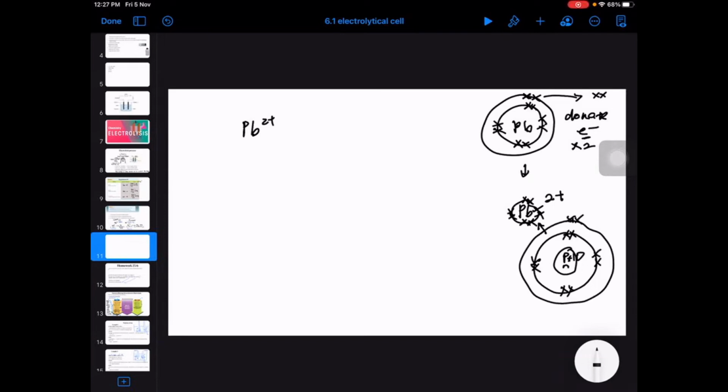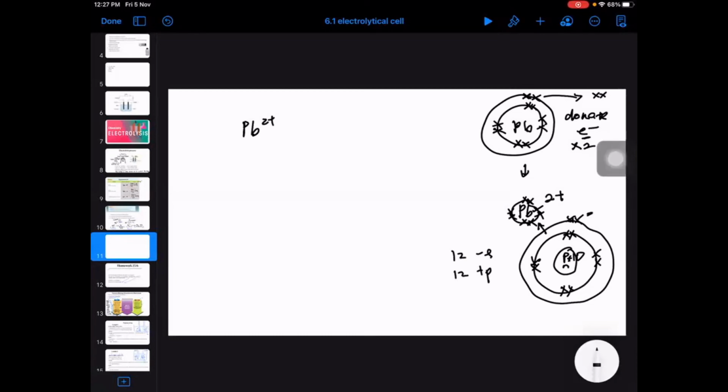Okay, of course lead's proton number is not 10, and the electron is also not 10. This is just an example for you to understand. So when the proton number and the electron number are the same, because electron is negative, you have 12 negative electron and you have 12 positive proton. So plus and minus is neutral, no charge.